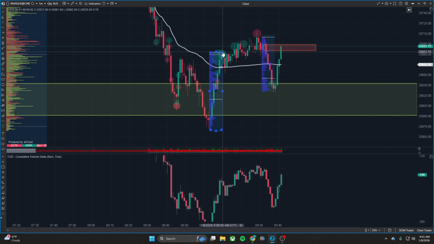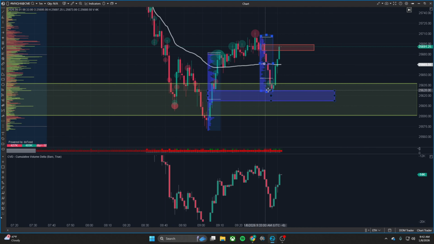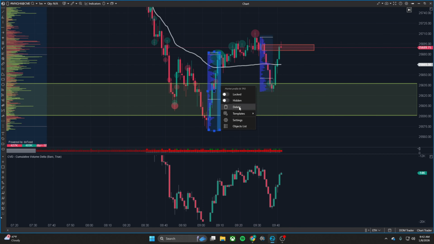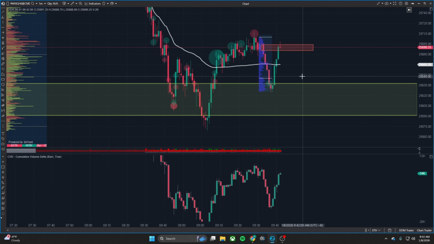See, retrace to this low volume node here. Beautiful, mitigated. We didn't get the orders though. But hey, the CVD followed. You could have taken a little gamble there, and you would have probably hit.